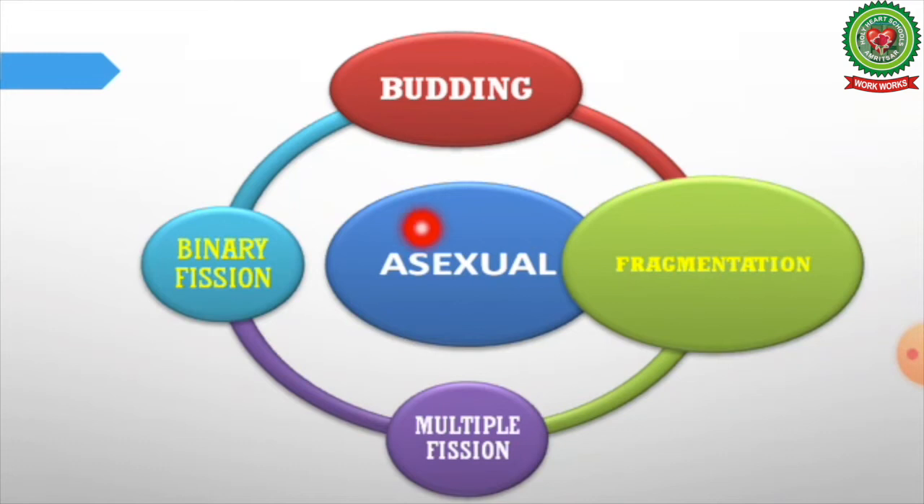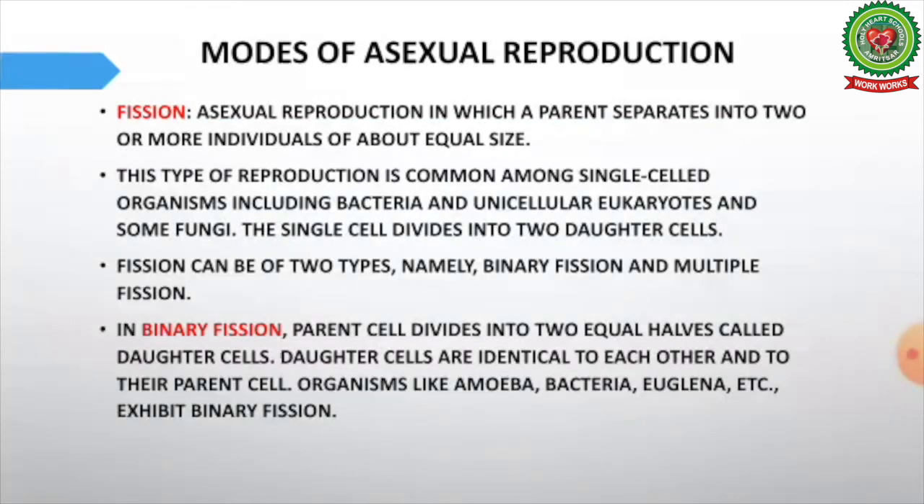Now, we will be discussing some common modes of asexual reproduction. We have binary fission, multiple fission, fragmentation, budding. The first mode of asexual reproduction is fission: asexual reproduction in which a parent separates into two or more individuals of about equal size.